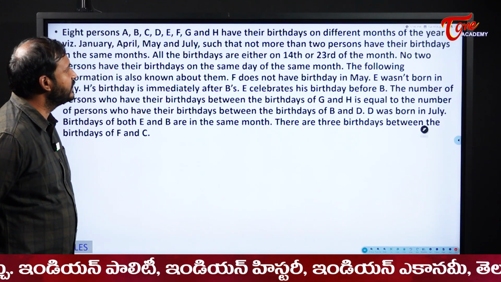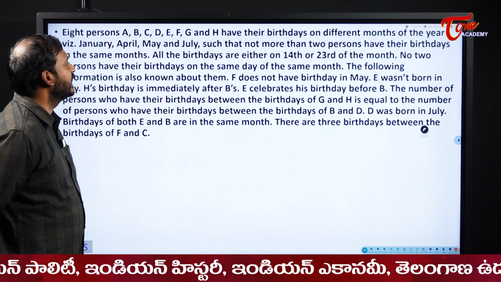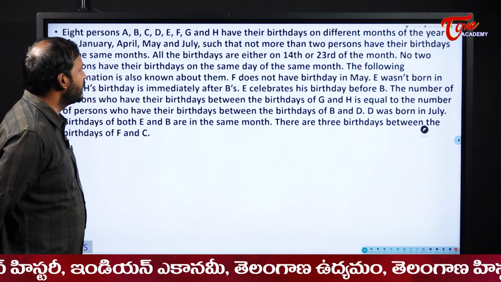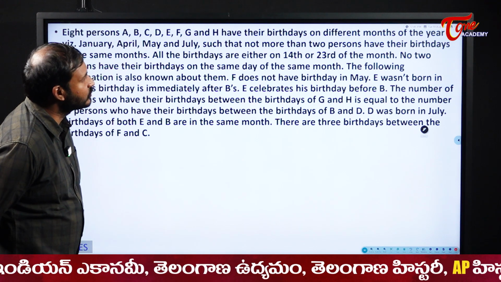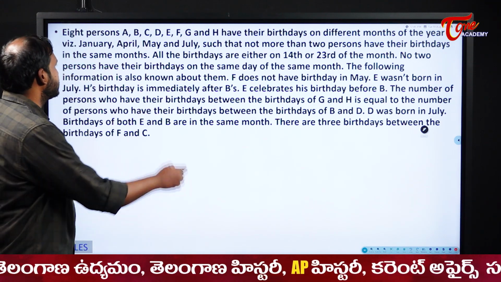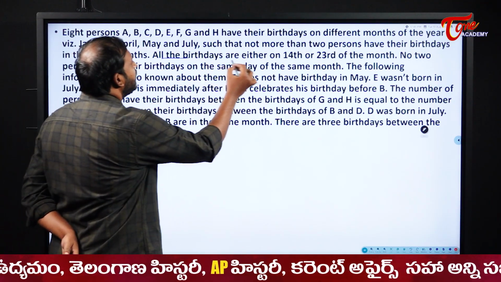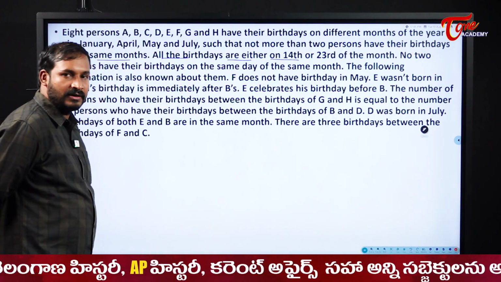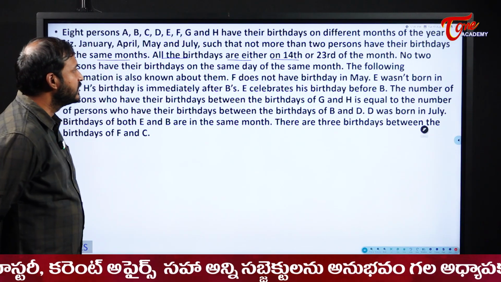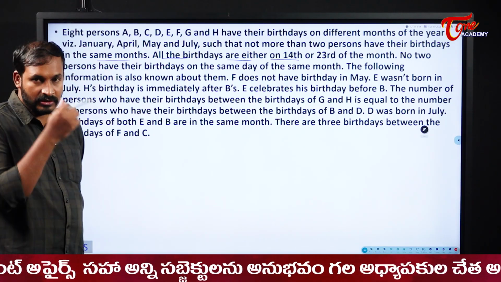Eight persons A, B, C, D, E, F, G and H have their birthdays in different months of the year, January, April, May, June, July and so on, such that not more than 2 persons have their birthdays in the same month. All the birthdays are either on the 14th or 23rd of the month. No 2 persons have their birthdays on the same day of the same month. The following information. Okay students.